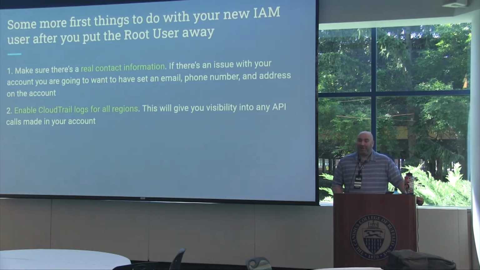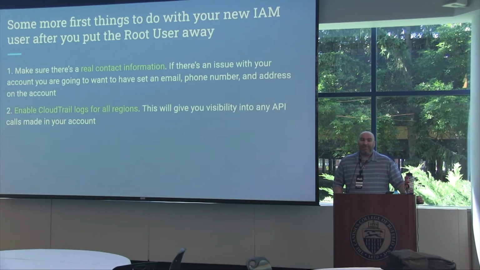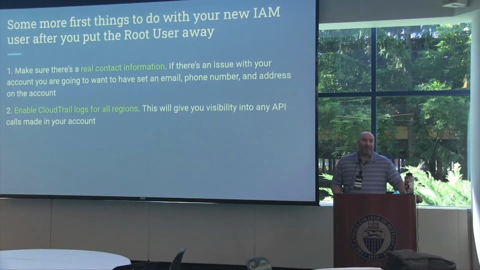Make sure that there is real contact information on your AWS account. Email address, phone number, which can never change, and billing address. If for whatever reason you ever end up in a dispute over who owns the AWS account, Amazon is going to use that information to try and get a hold of you. And if you control it, it's going to be much easier to get your account back.